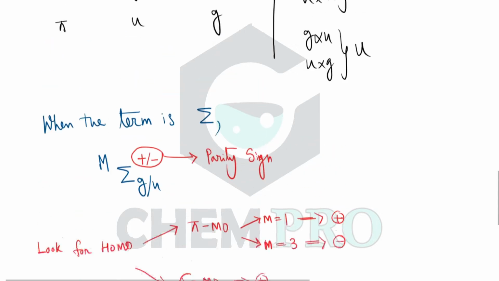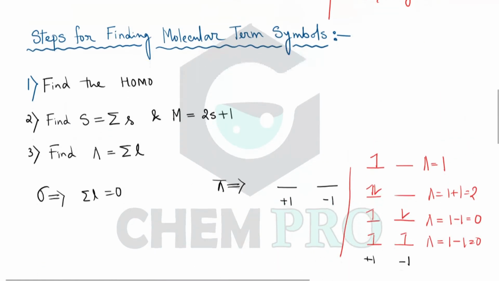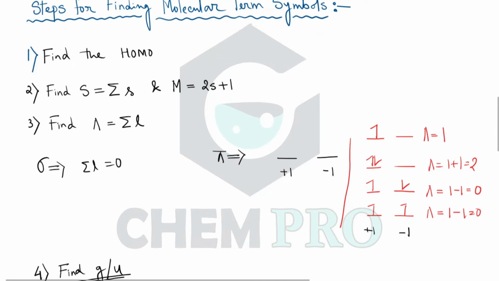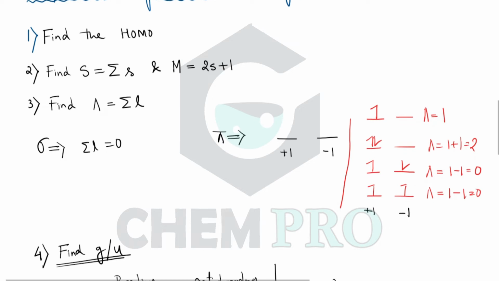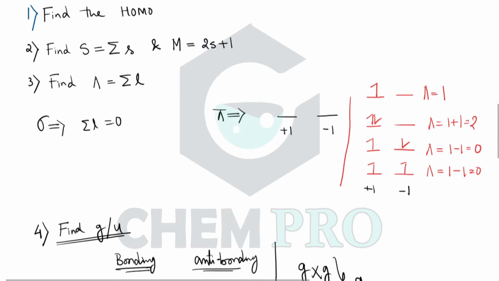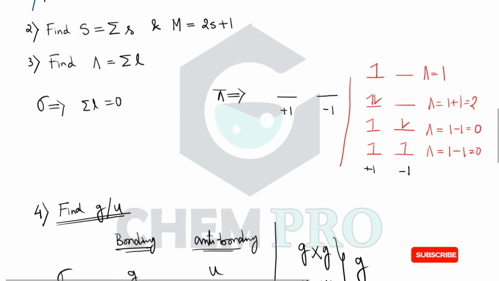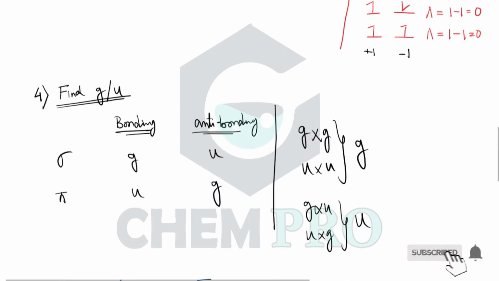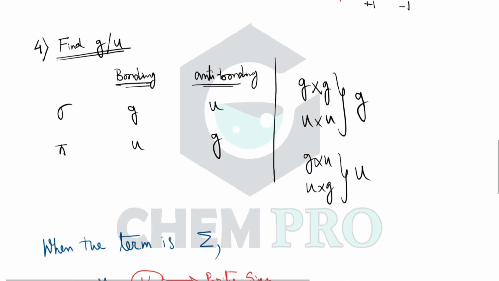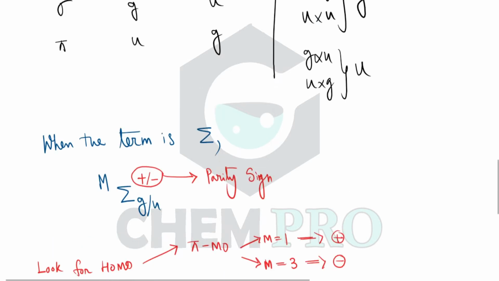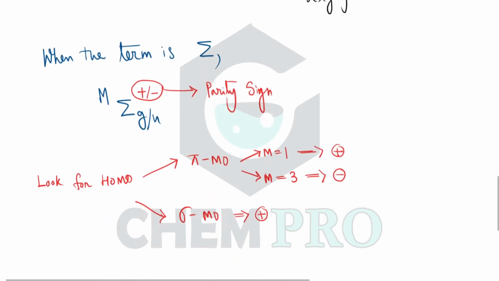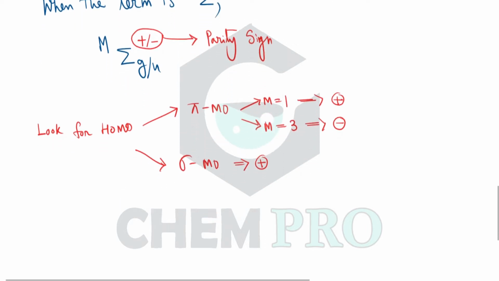Okay, so these are the 4 steps. Firstly, we have to find the HOMO from the molecular orbital diagram. Then we have to find the S by using the summation of small s, or the spin of the electrons, and then finally find the multiplicity. Then we have to find the lambda, and finally finding the u and g is the final step. And if the term is sigma, then we have to find the parity sign, that is plus or minus.